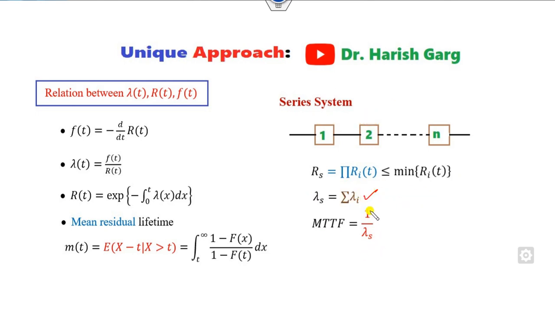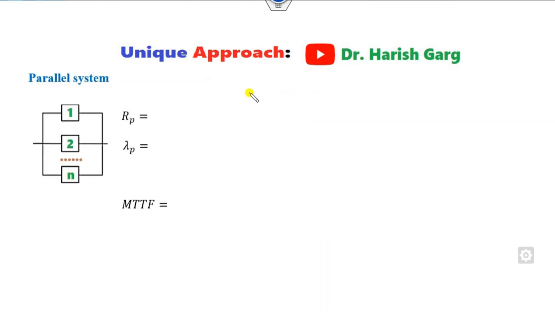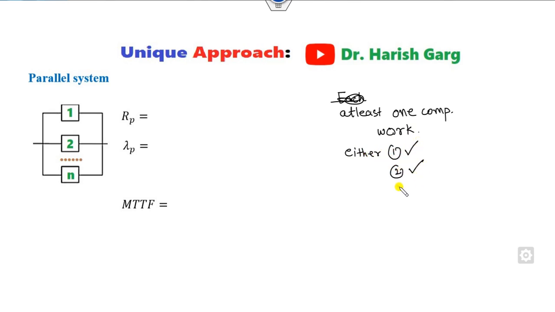Once you can find the failure rate, you can take the reciprocal, it's the mean time to failure. Another concept is the parallel system. What is the meaning of parallel? Not that each component must work, but at least one component must work so that the system will work. So either the first component will work, or the second component, or the third component, and so on. How can you find this? This is nothing but A1 union A2 up to AN.